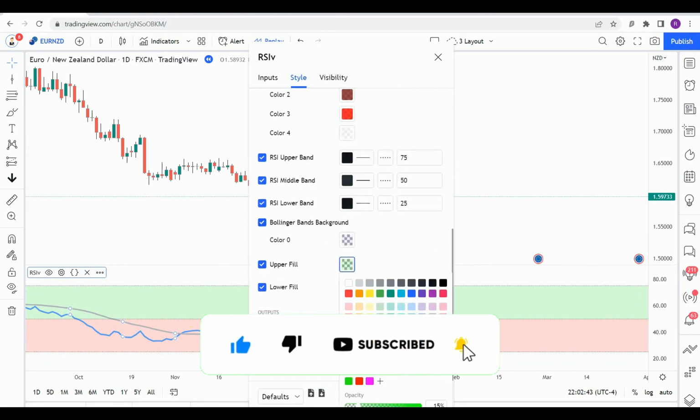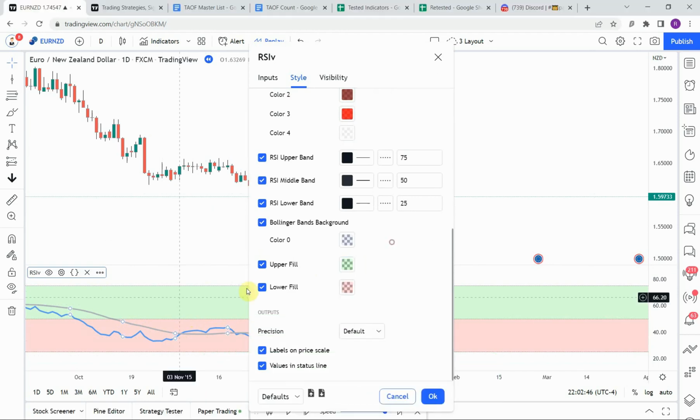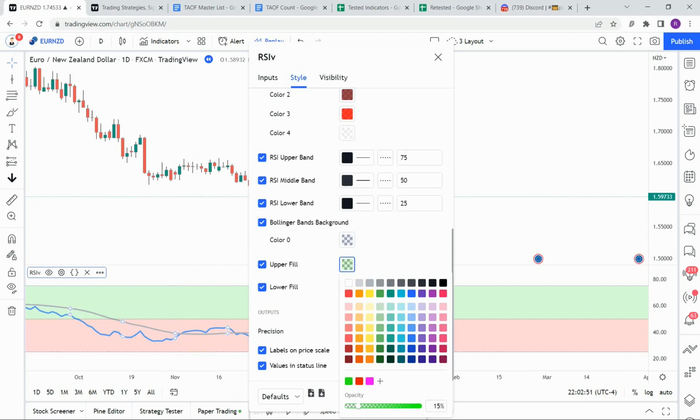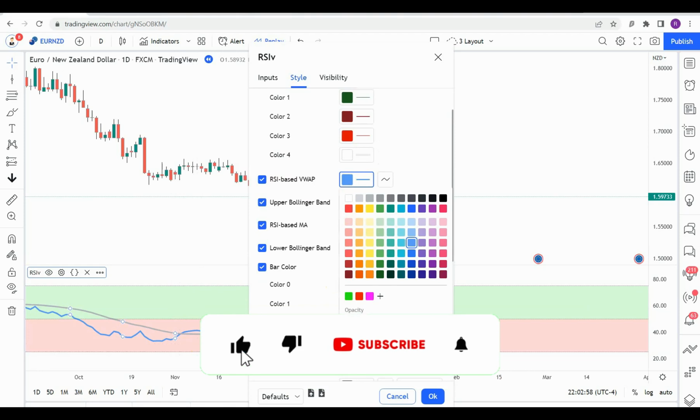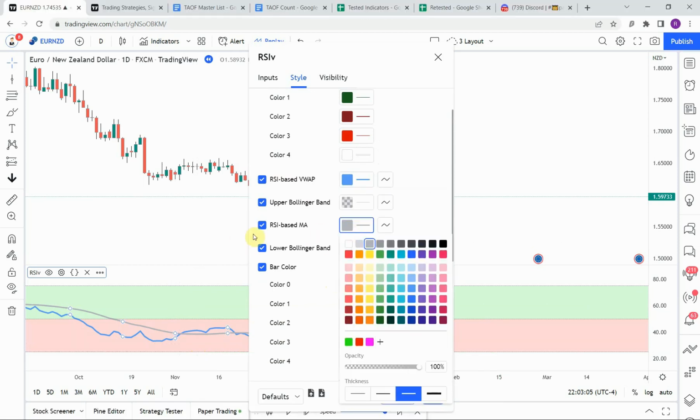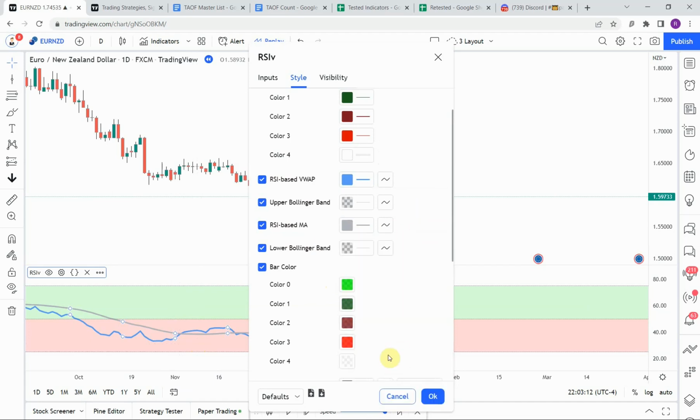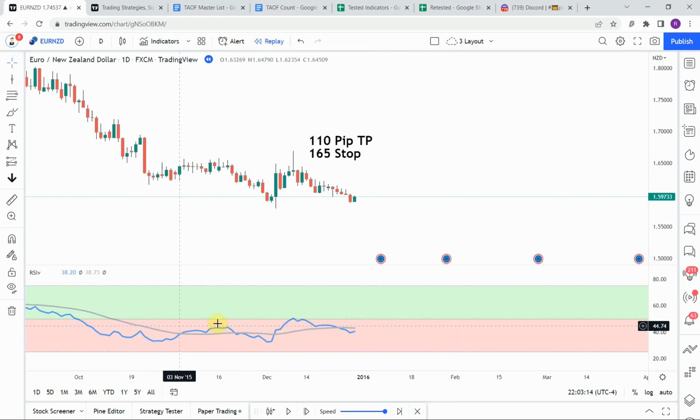Now, I did go in and make a few changes to this indicator just in the visual appearance of it. So I bumped up the background here. So this green background and this red background, I bumped up the opacity to 15%. And then the RSI based VWAP here, I bumped up the line weight, and I also bumped up the opacity to 100%, and the RSI based MA here, I bumped up the line weight and also bumped up the opacity on that as well. It just makes everything a little bit easier to see.